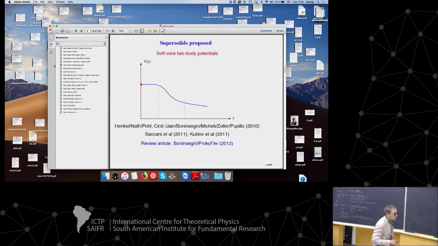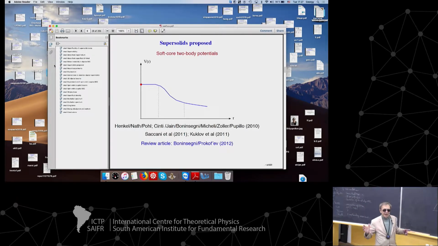But people also considered, let's say, a soft-core two-body potential, when the two-body potential is like that and there is a soft core. And then it has been shown by several people that if the tail behaves as 1 divided by R to a certain power, not very large, then there can be a stable supersolid state.